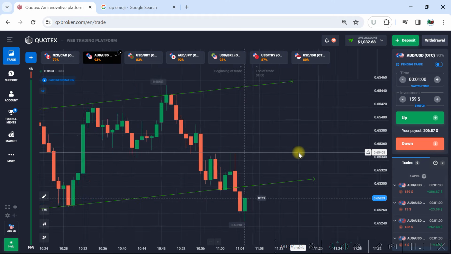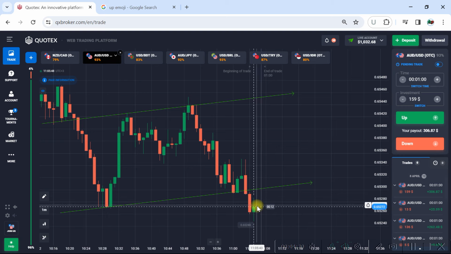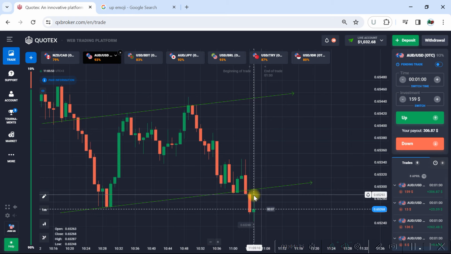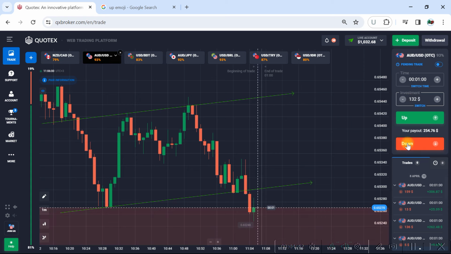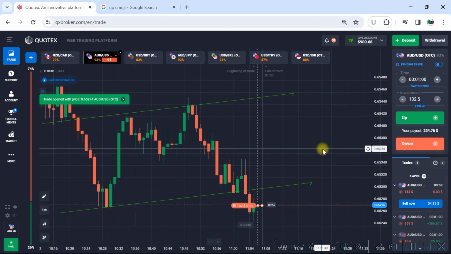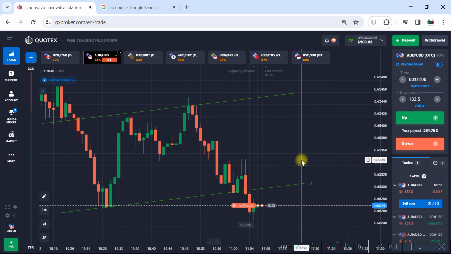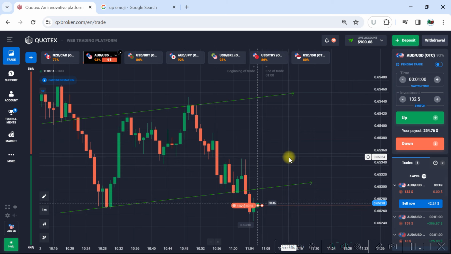Look at what's happening on the chart right now. Buyers are pushing the market back up, but there is that indecision, so I'll go with a downtrend, as that is what would still happen in the long run. Okay, so I've placed a trade of $132 downwards, because I'm hoping that price will continue going downwards to hit our major support level that we have on the 30 minutes time frame.